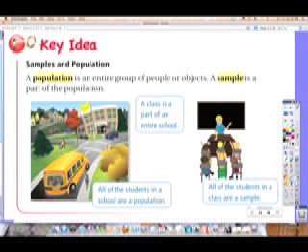Jackie, you got another one? Yeah, like a few cockroaches in one of your houses, and the whole world's cockroaches. Perfect, I love it. He said sample would be a couple of cockroaches in your house compared to all the cockroaches in the world. Yuck.